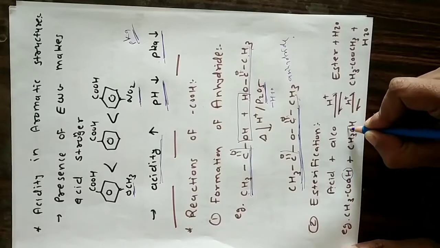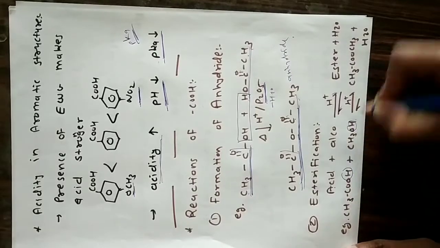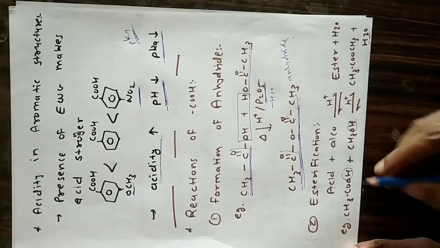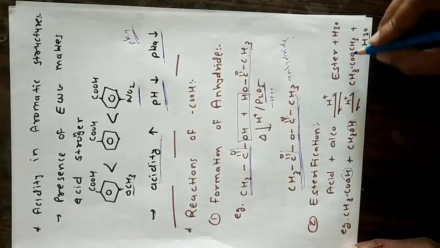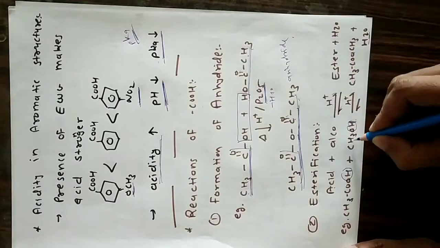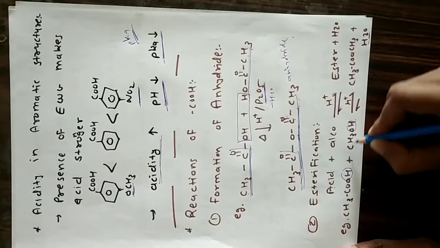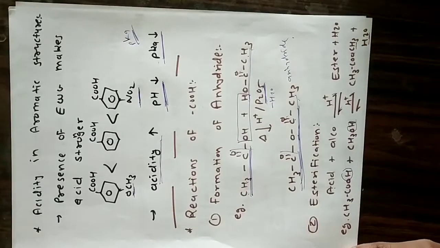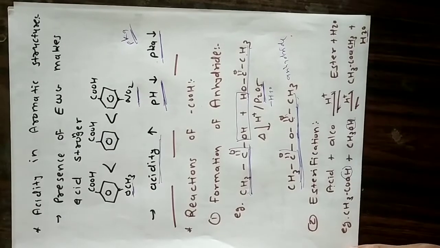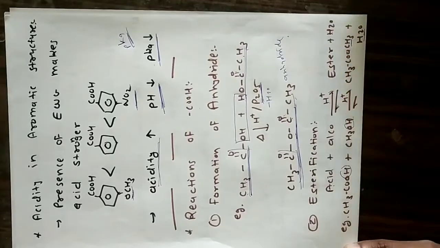H and OH, combine them. So H2O will be there. CH3COO remains here. The remaining part of the second molecule is CH3. So attach that CH3. So it makes ester here.